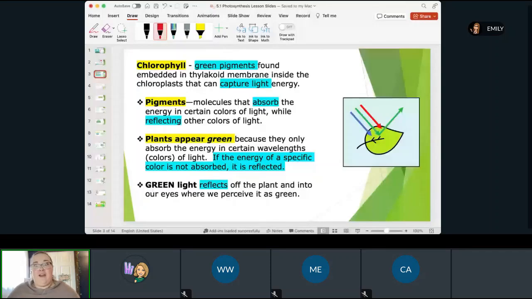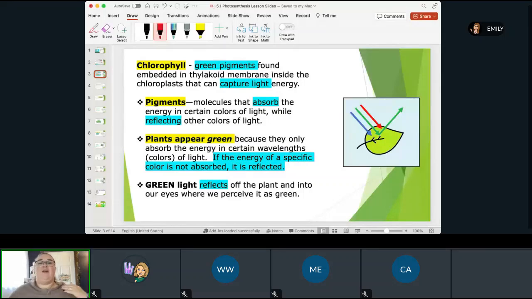So let's get through some vocab words here too, okay? Chlorophyll. Chlorophyll are green pigments that are found embedded in the thylakoid membrane, which we're going to talk about what a thylakoid is. And those are inside chloroplasts, okay? And chlorophyll captures the light energy. Okay, so chlorophyll are green pigments that are in chloroplasts that capture the light.